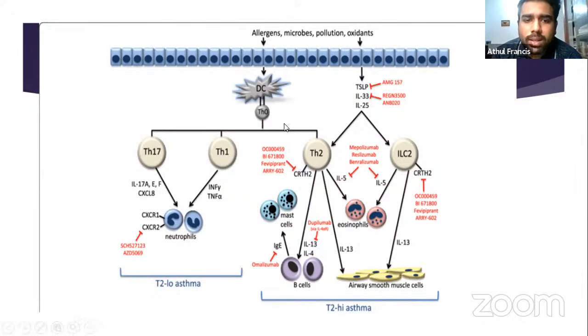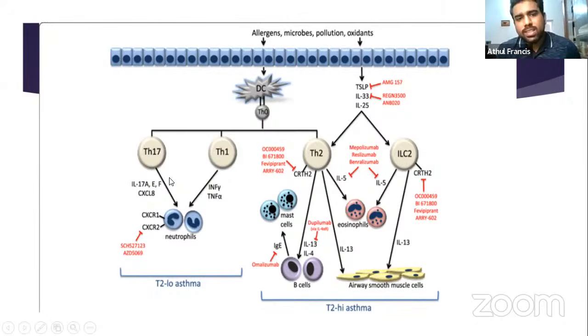Now the Th0 cells can differentiate either into Th2 or Th1. If it goes into a Th2 response, or an allergic response, there are various mediators which are released. One is interleukin 4, interleukin 5, and interleukin 13. The entire pathogenesis is a complex process, but just remember interleukin 4, interleukin 13, interleukin 5. These are the main mediators in allergic asthma.